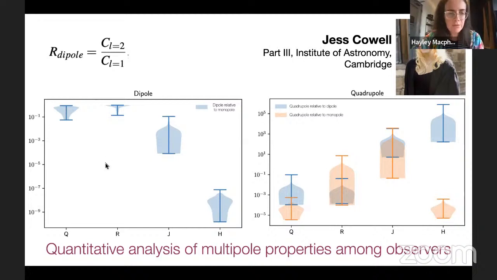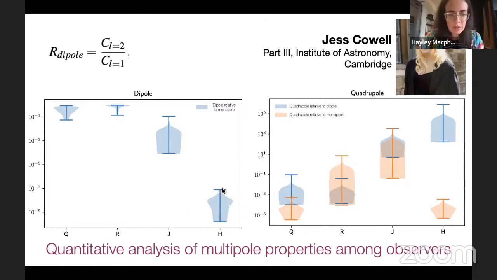I'll just explain a few of these. In each of these we've got the deceleration, the curvature, the jerk, and the Hubble parameters. These distributions show the peak, where most observers out of the 100 are sitting. For example, this left-hand side is showing the ratio of the dipole relative to the monopole for that parameter. We can read this as: for the deceleration parameter, almost all of our observers have a dipole which is 10% of the size of the monopole contribution.